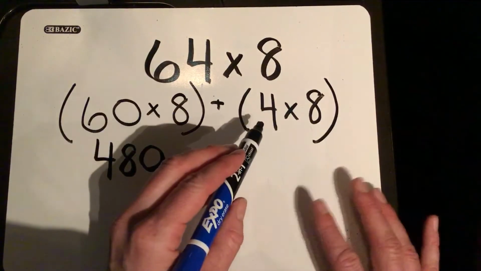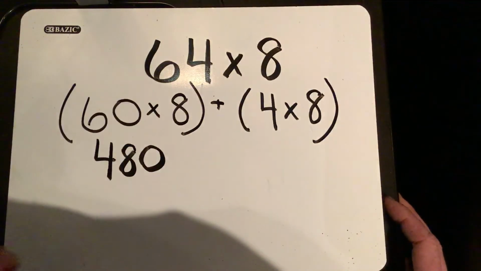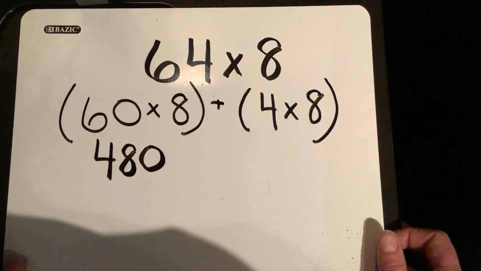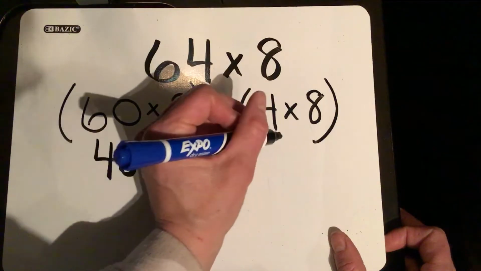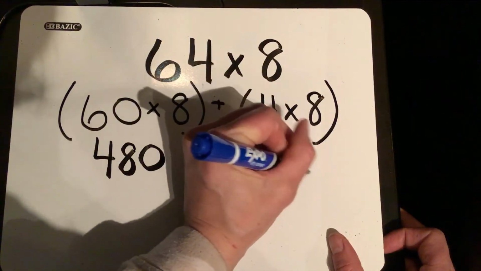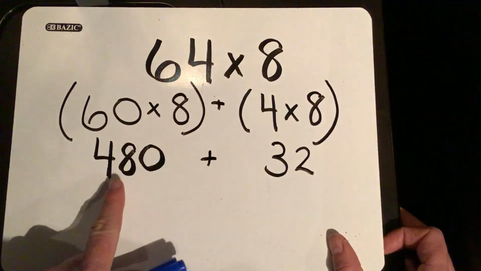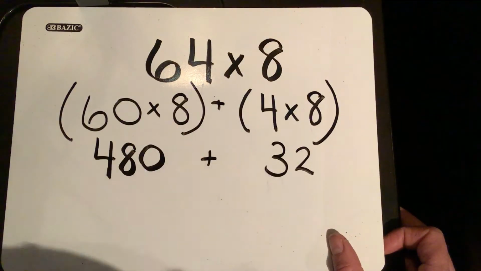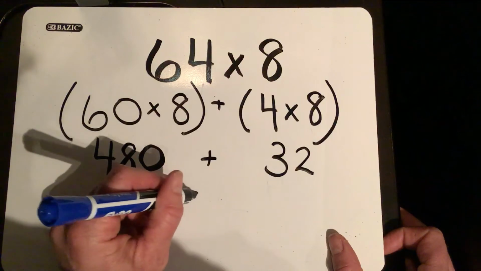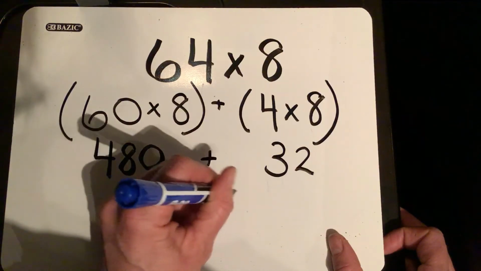And then we go, what is 4 times 8? If I don't know that, I can always go, what's 2 times 8? Double that. So then I know that 4 times 8 is 32. Then I just need to remember to add the 2 together. So I need to add 480 plus 32, and my answer would be 512.